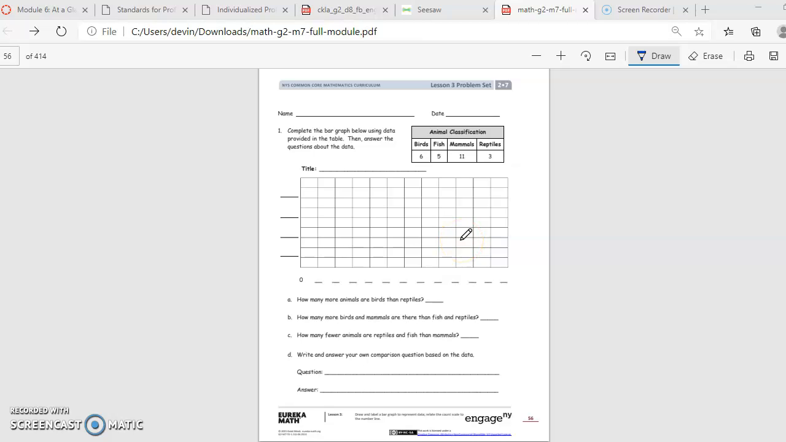Today is lesson 3 for math, so I'm going to show you how to go through the work today. Number 1, complete the bar graph below using data provided in the table, then answer the questions about the data. So this is like what we did yesterday. The title we take right from the table, animal classification, so you can go ahead and write that on the line. Animal classification.